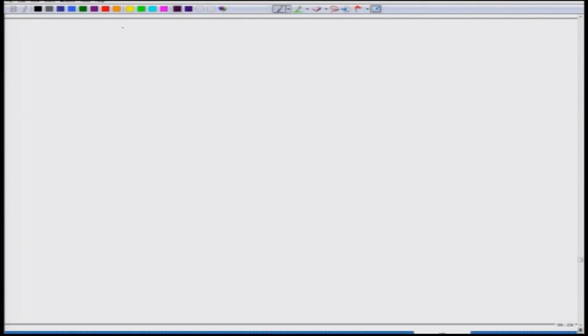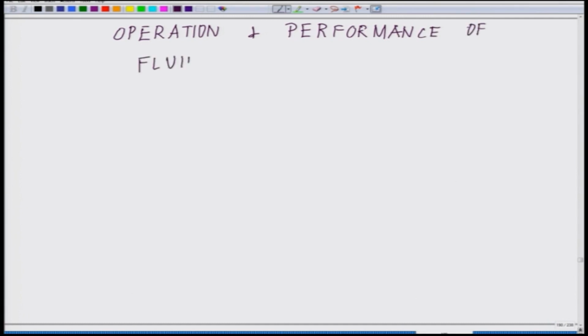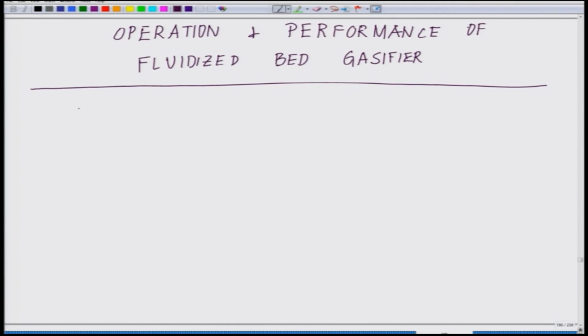essentially what we will be doing today is operation and performance of fluidized bed gasifier. In terms of its performance, first we will discuss what are the major operational challenges.